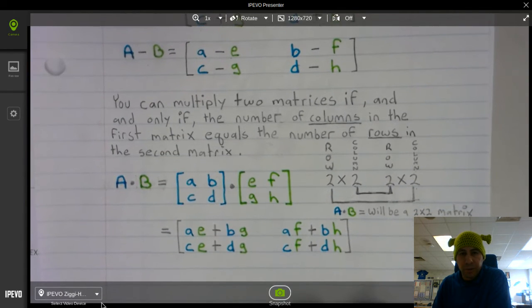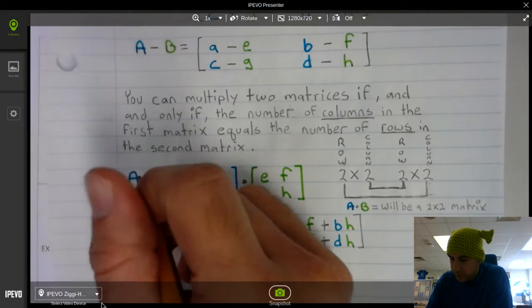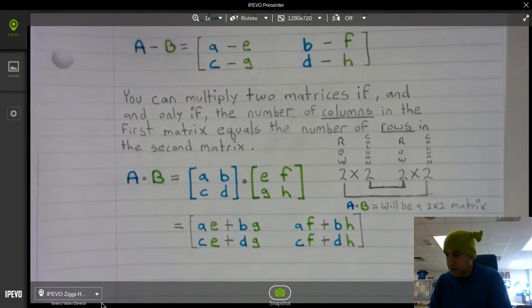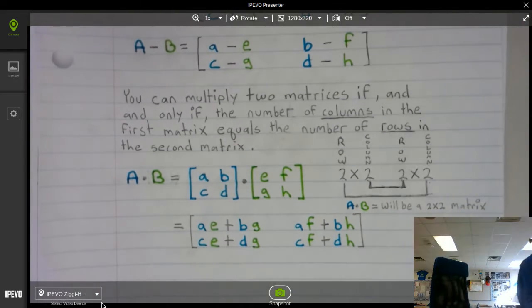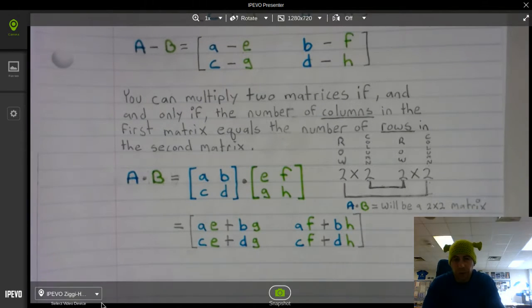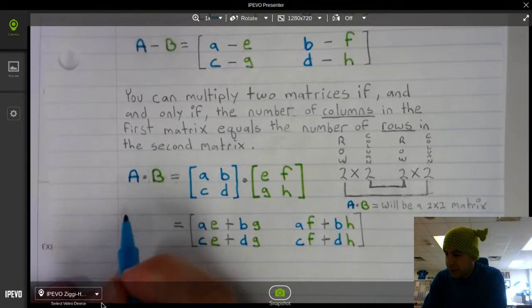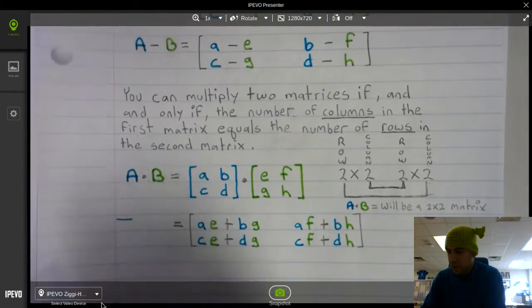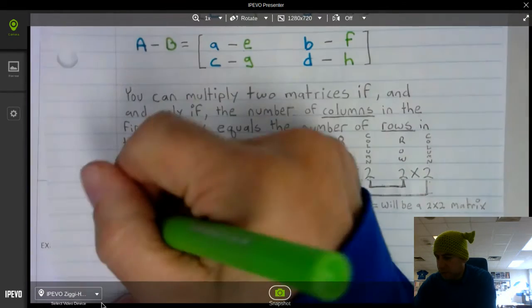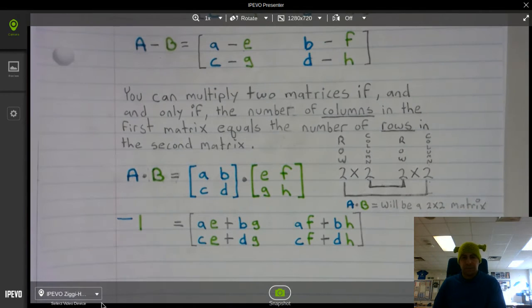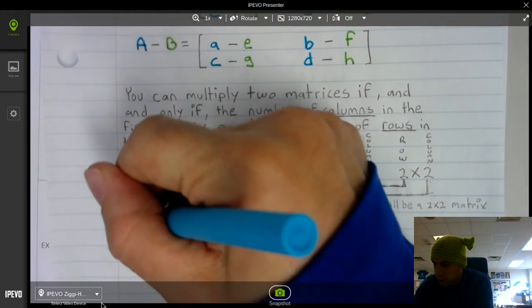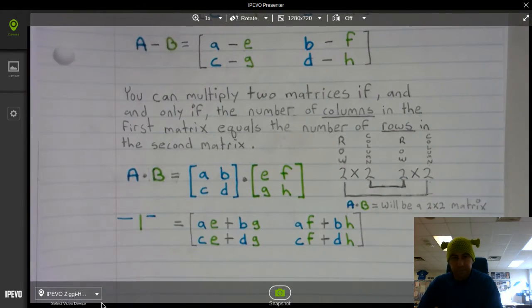All right, so when you multiply, the best way to do it is to think of it like this. You're multiplying, and let me go get my green. I'll be right back. So it goes like this. If you multiply A times B, you multiply the row times the column, like that, okay? And so you do that, since it's 2 by 2, you do it twice. So row by column.